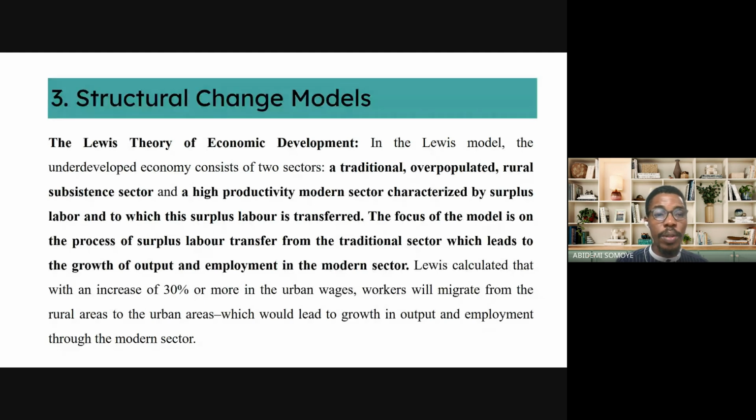In the Lewis model, the underdeveloped economy consists of two sectors: a traditional, overpopulated rural subsistence sector, and a high productivity modern sector characterized by surplus labor, and to which this surplus labor is transferred. The focus of the model is on the process of surplus labor transfer from the traditional sector, which leads to the growth of output and employment in the modern sector. Lewis calculated that with an increase of 30% or more in urban wages, workers will migrate from the rural areas to the urban areas, which will lead to growth in output and employment in the modern sector.